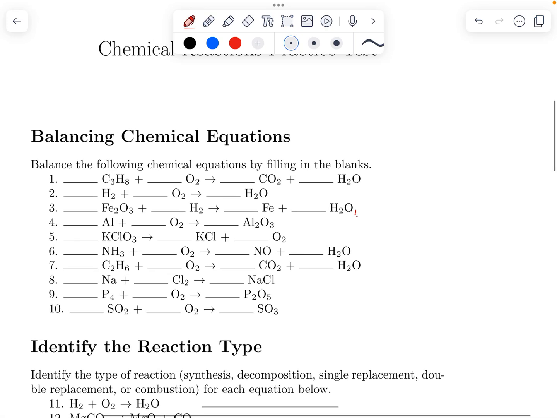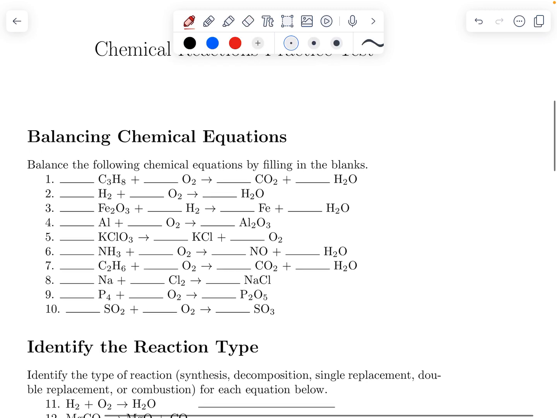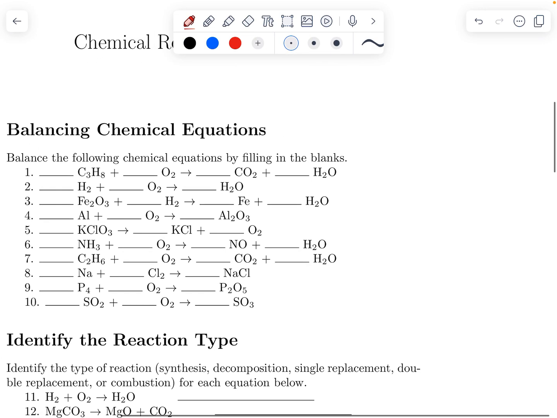So I just want to review. I'm going to do problems number one, two, and three for you guys, just as a reminder of how to do this. Basically, it's just kind of score keeping from the left side of the equation to the right side of the equation. I'll do number two first because it's the easiest.